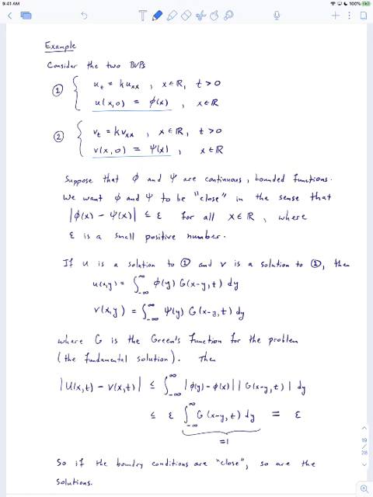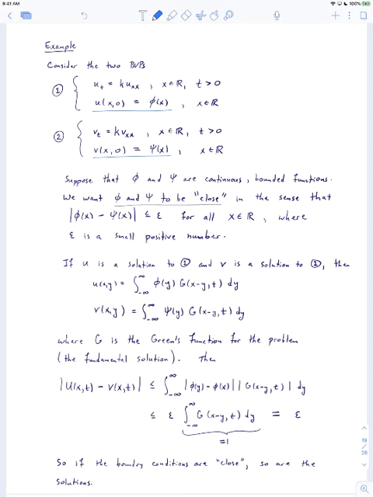So in other words, we're giving different initial conditions. Now what we want to assume is that phi and psi are close in some sense. One is perhaps a slight perturbation of the other. We want to assume that phi and psi are continuous bounded functions, and we want to make sense of what we mean by close. So we want the two functions to be close in some sense.